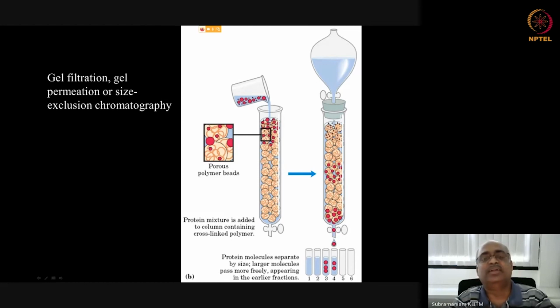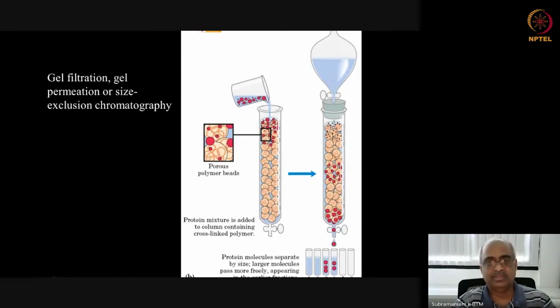That is in contrast to the smaller one. So with a certain number of theoretical plates, you will see this kind of separation. The biggest one comes out faster than the intermediate one, which comes faster than the smaller ones. Depending on your protein size, you select the right beads with the right pore size, and that helps in this kind of separation. It's a filtration; you are filtering using the gel.